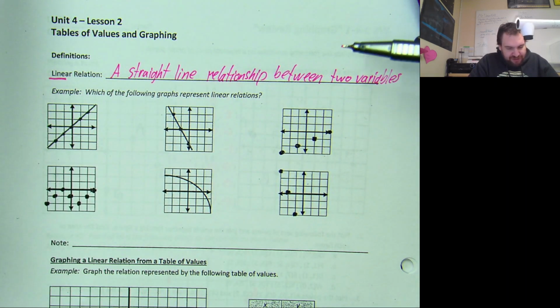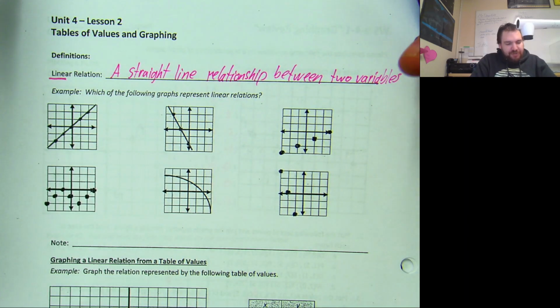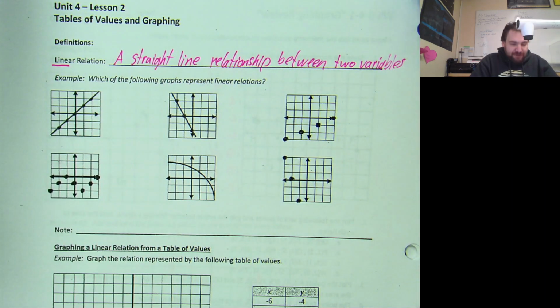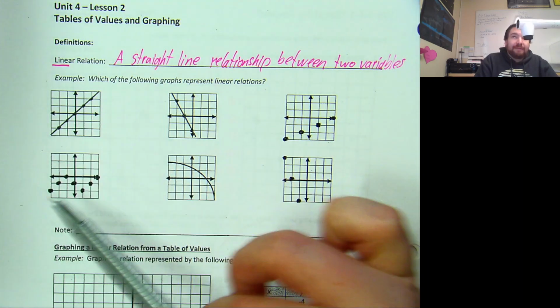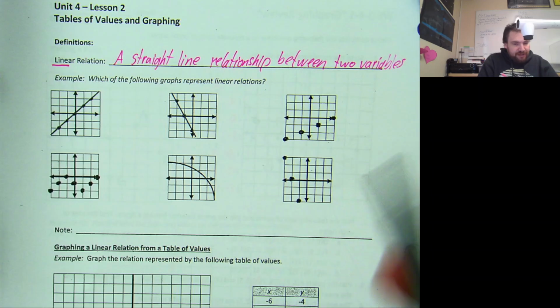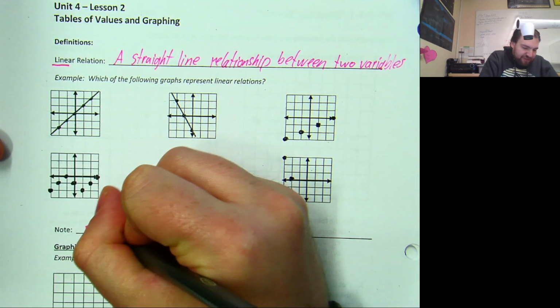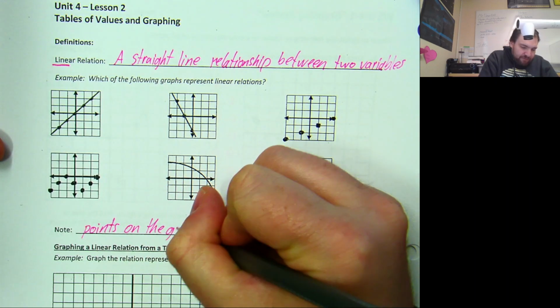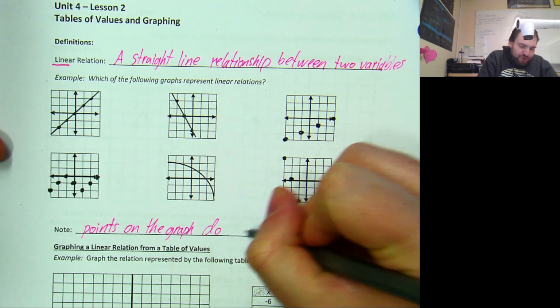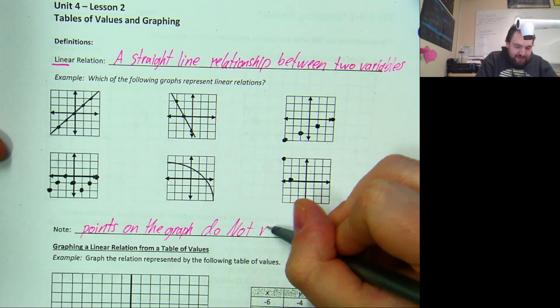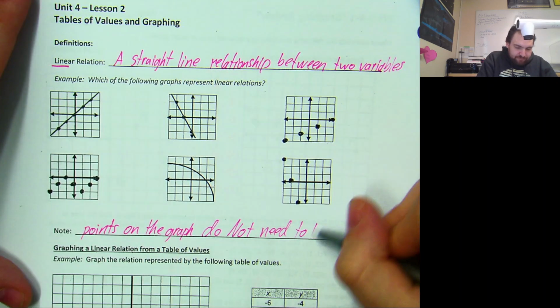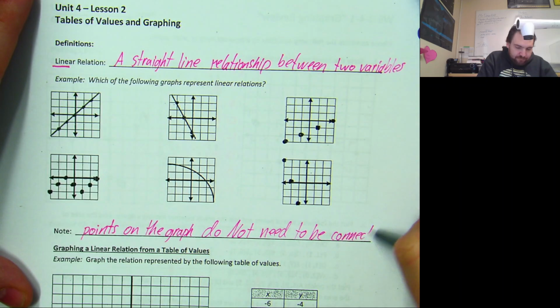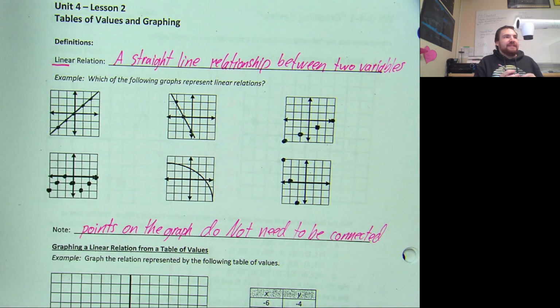So we want a straight line relationship between two variables. Most of these demonstrate a straight line relationship between two variables. The important thing before we get into talking about which ones do which, something to note is that the points in the relationship, we'll say points on the graph, do not need to be connected. Sometimes it makes sense to connect things, sometimes it does not make sense to connect things, depending on the context of the question.